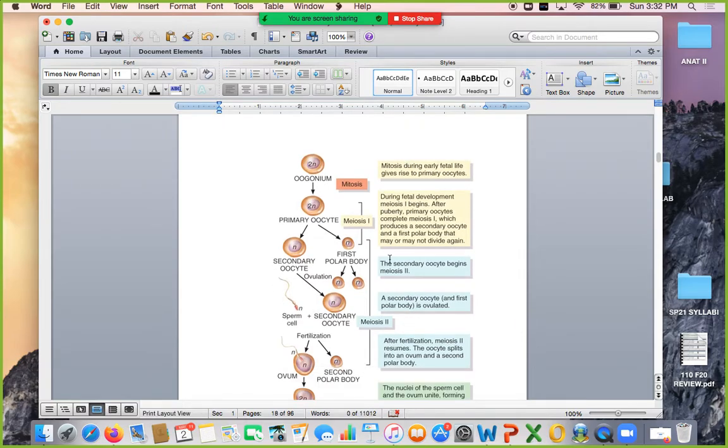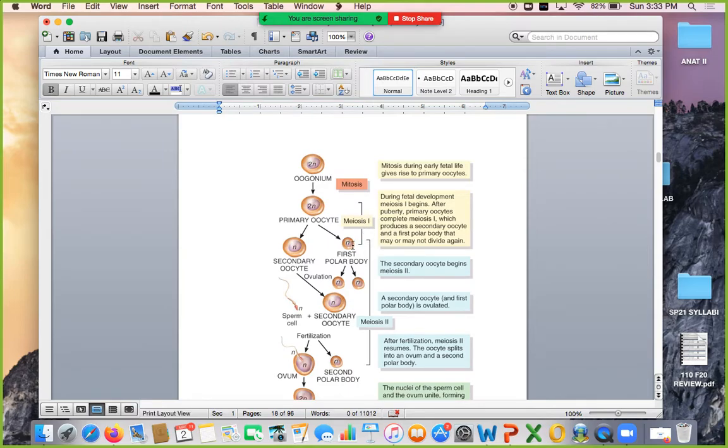All right, so that looks like this. So here's the oogonium entering into the meiotic event 1, meiosis 1. Now this happens during fetal development. This is where we are arrested upon delivery, basically. And then we're going to wait about 15 years, 13 years or so, until we enter into our first menses event, or the event of puberty.